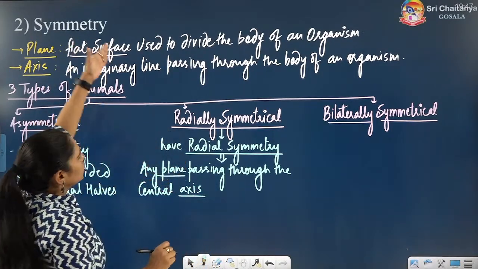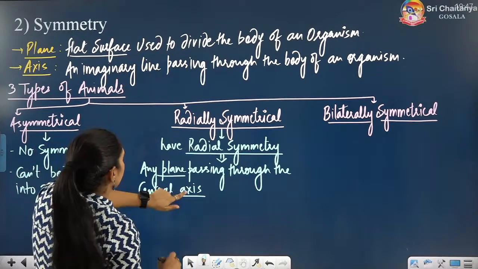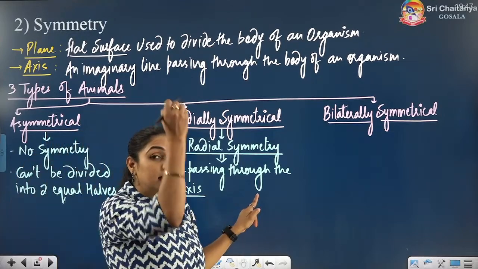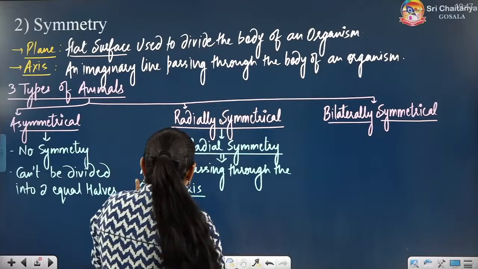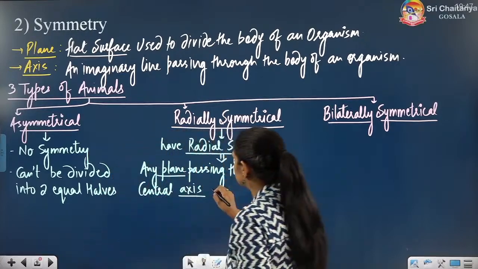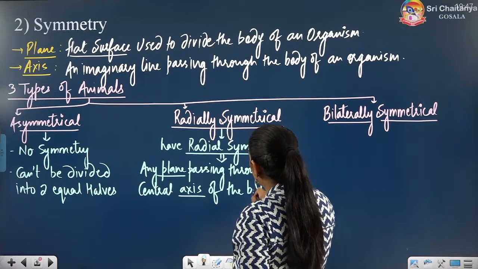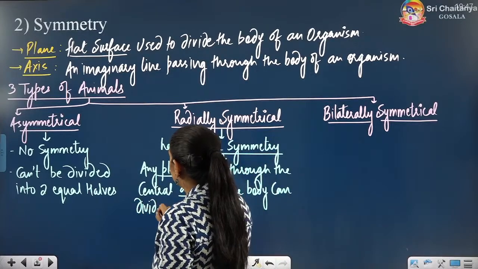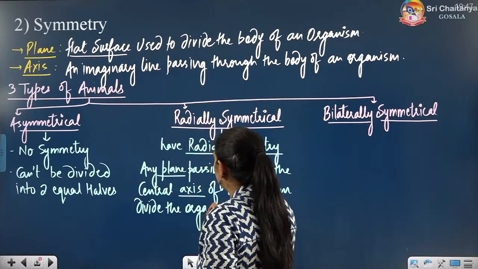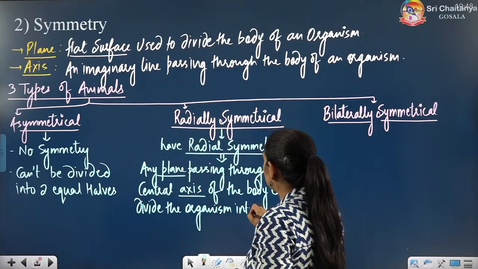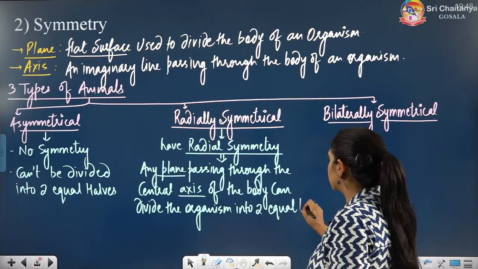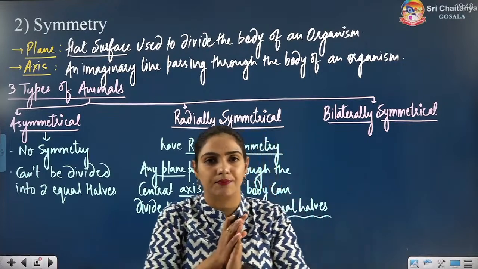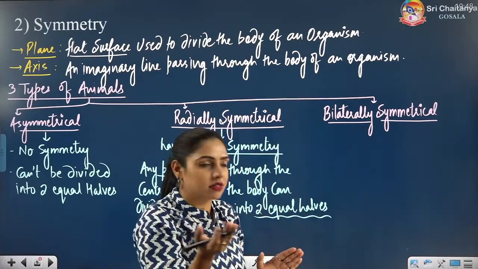We are using the plane to divide the body. A plane is a flat surface and an axis is just an imaginary line. If we are talking about the central axis, that means this imaginary line is passing through the center. So any plane passing through the central axis of the body can divide the organism into two equal halves, left and right halves. These two equal halves will be the mirror images of each other.